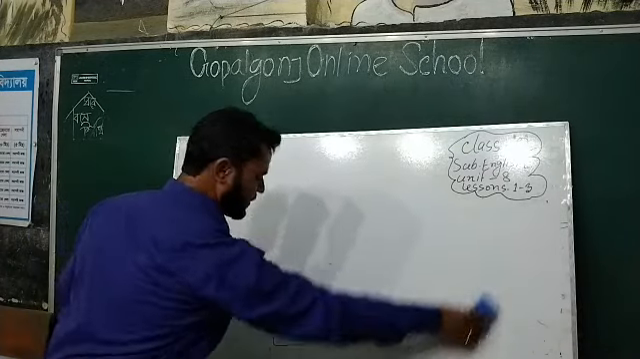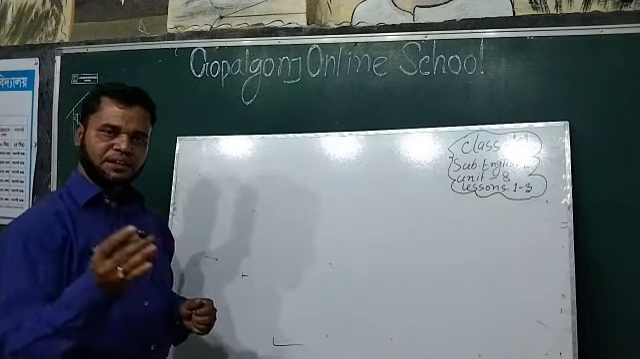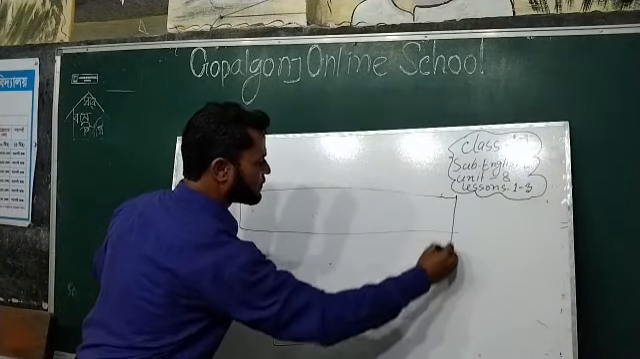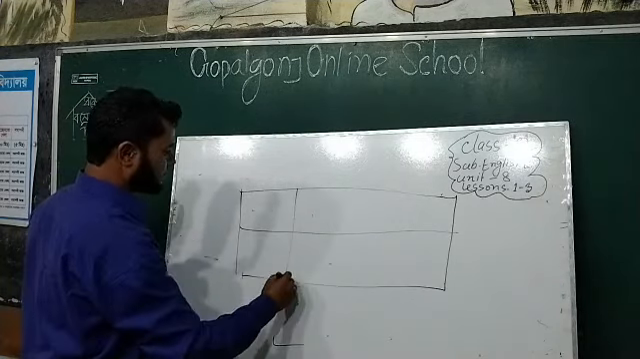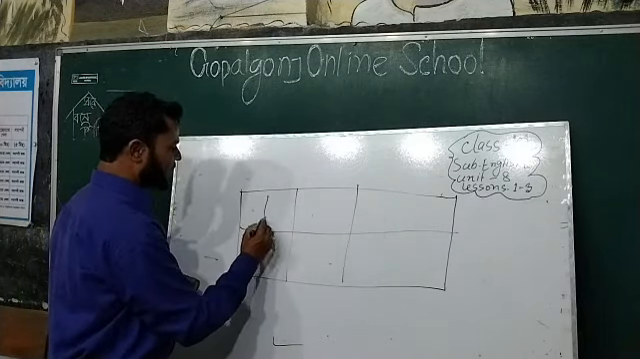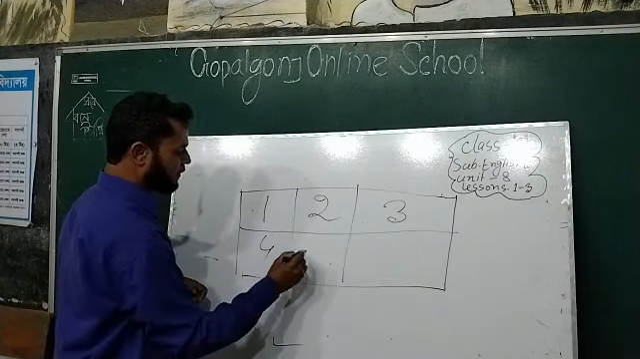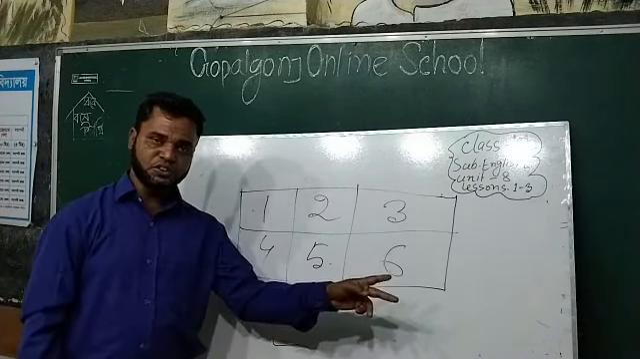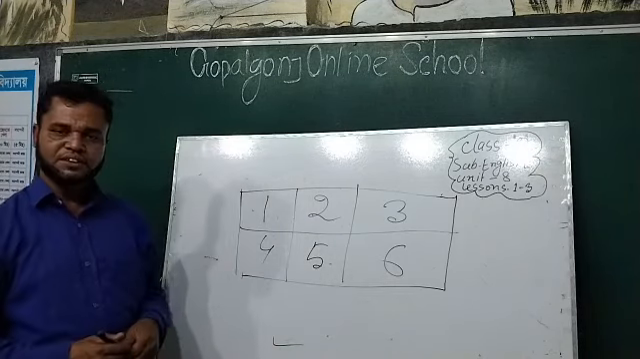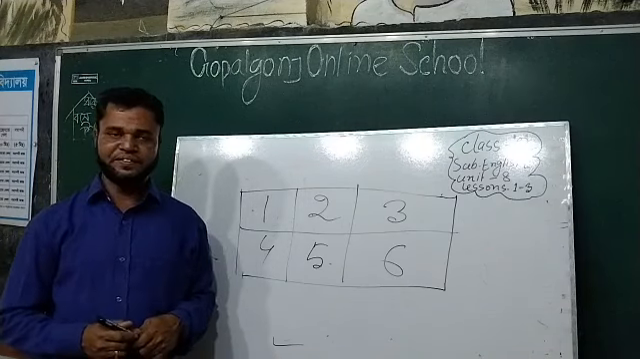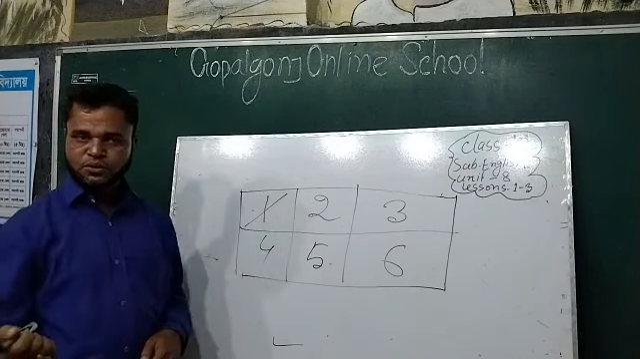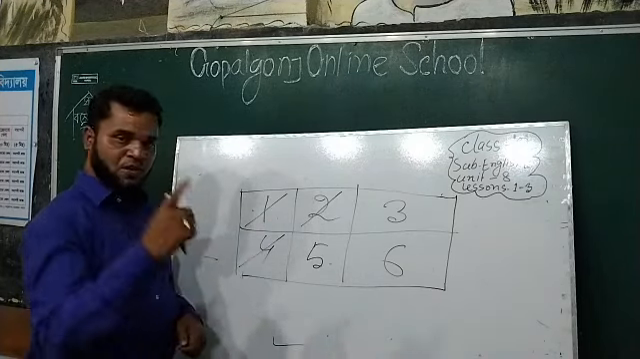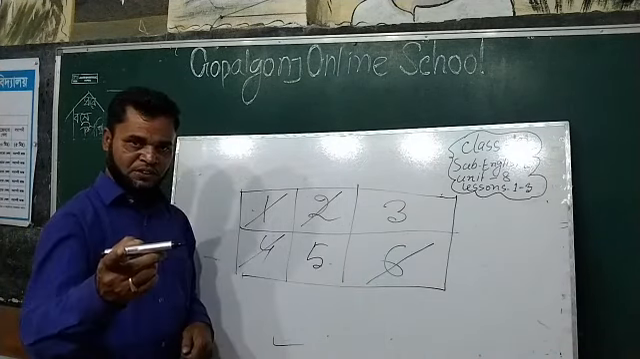Let's clean the board. So, dear students, you have to do this side. One, two, three, four, five, six. You have to write any four marks in your box. Have you done? I hope you have done. Yes. You have to pencil 1. Pencil your number 2. Pencil your number 4. And 6, pencil your number 6.